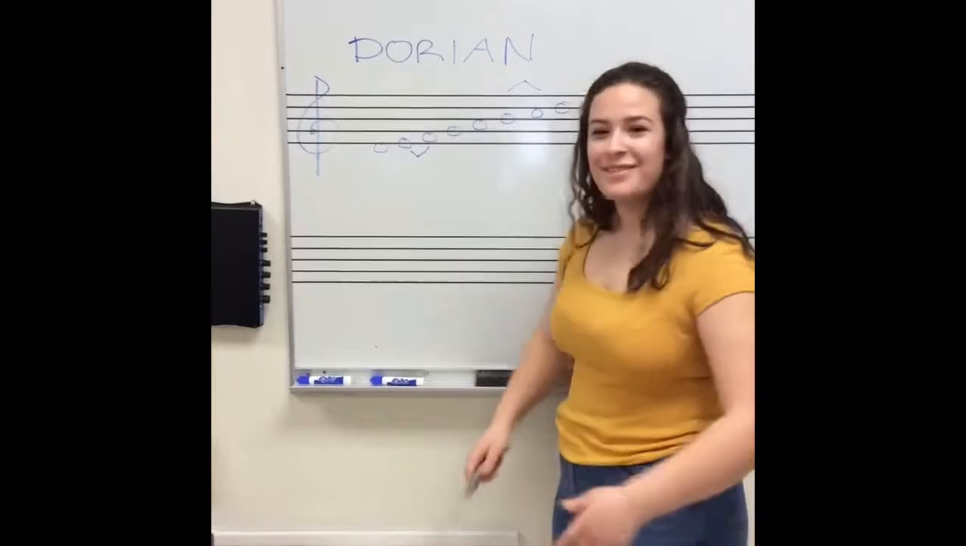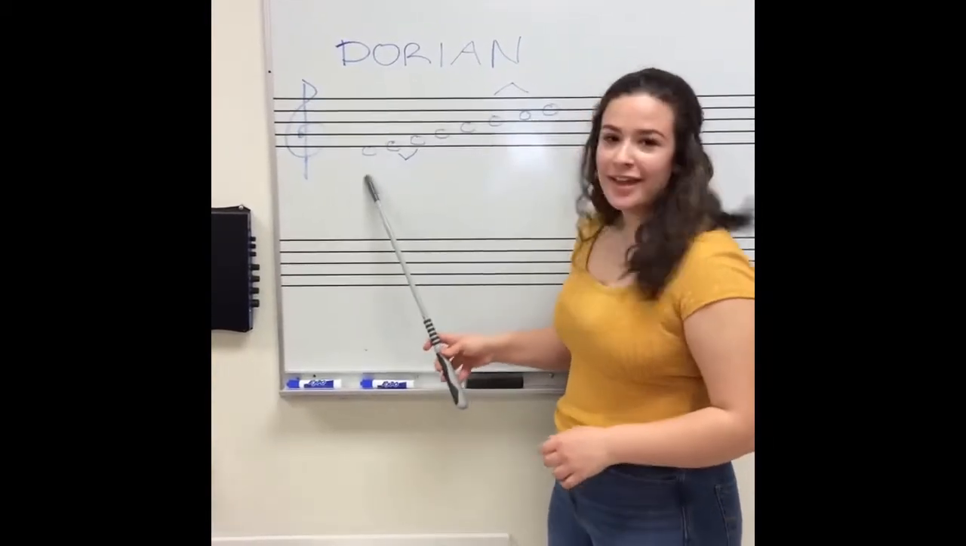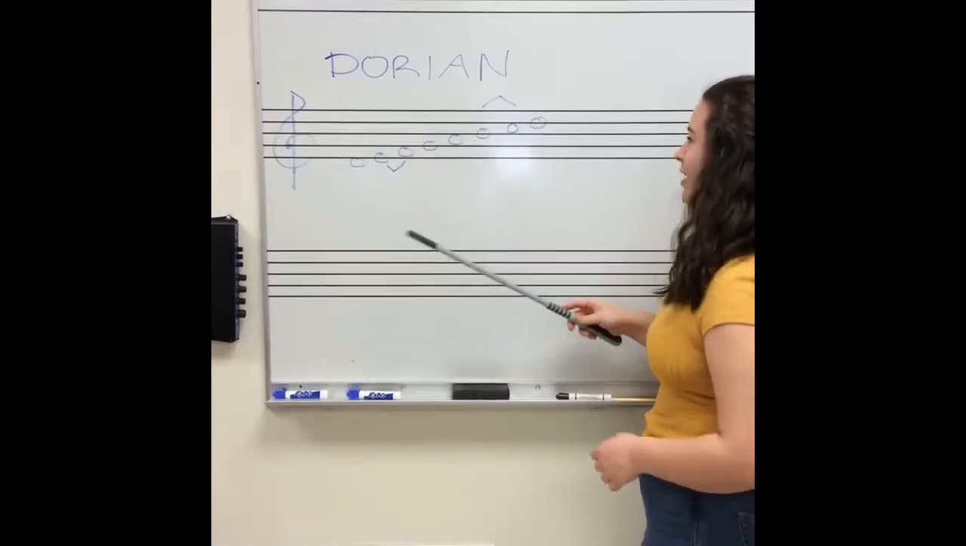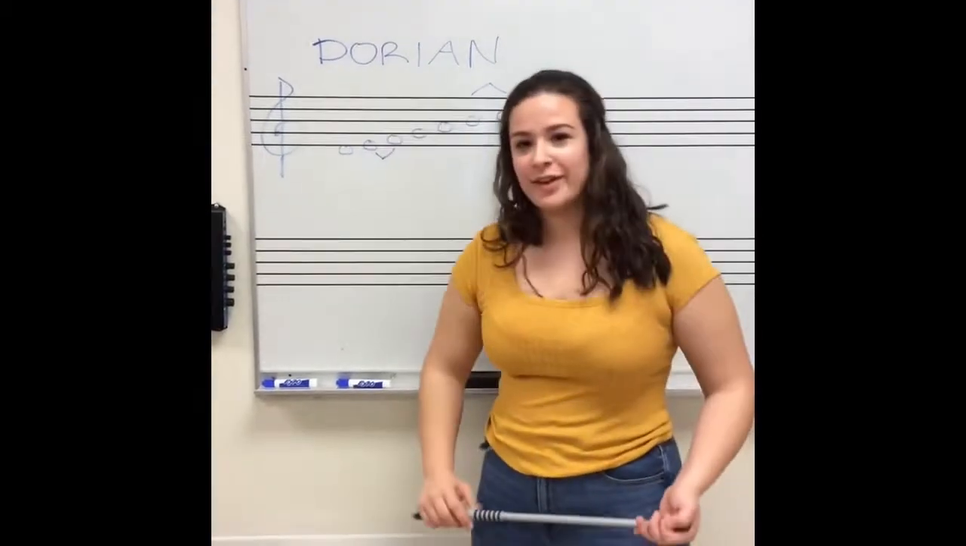So, the next mode is the Dorian mode, and it starts on G, and it has the half steps between 2 and 3, as well as 6 and 7. You will hear what that sounds like right now.